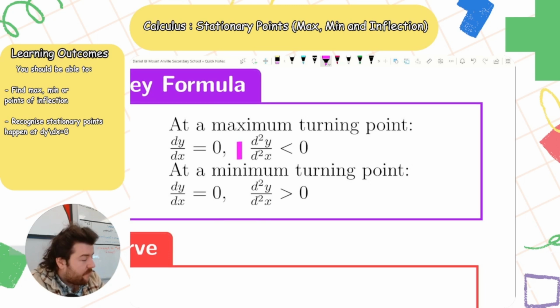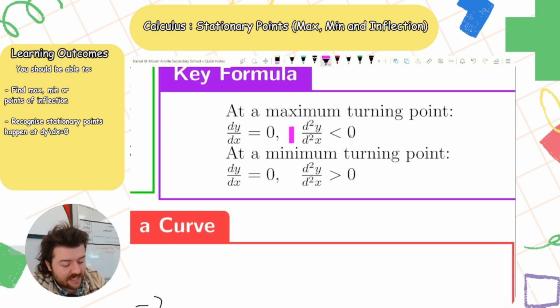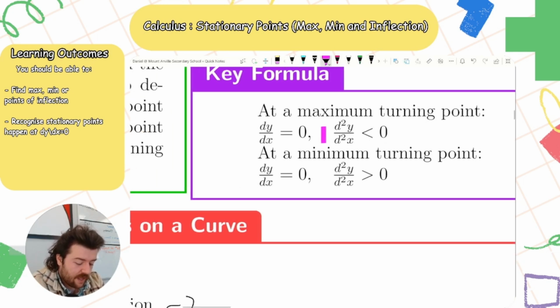If the second derivative is less than 0, then it's a maximum. If the second derivative is greater than 0, then it's a minimum, right? So you need to think about that for a minute. So first derivative equals 0. If the second derivative is less than 0, it's a maximum. If it's greater than 0, it's a minimum.